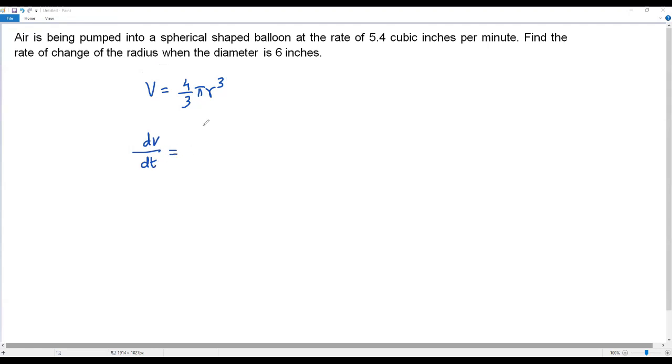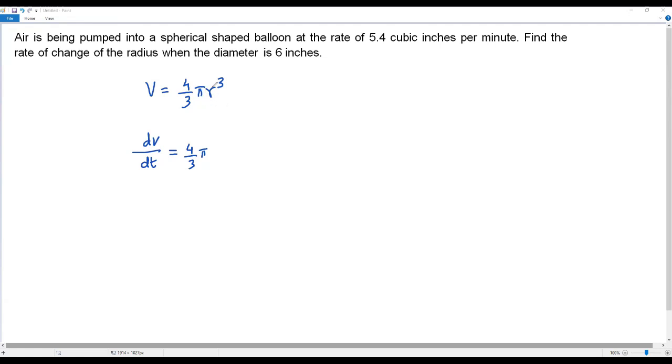Now let me find the derivative of the right side with respect to time. 4/3 and pi are both constants. r is a variable because r does not have a constant value: as air is pumped into the balloon, the radius will increase. Since r is increasing, it's a variable.